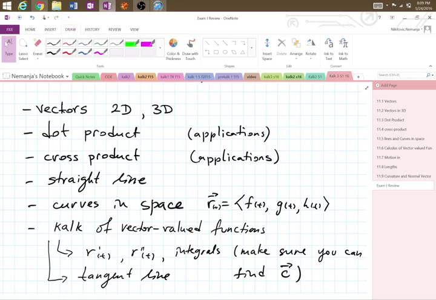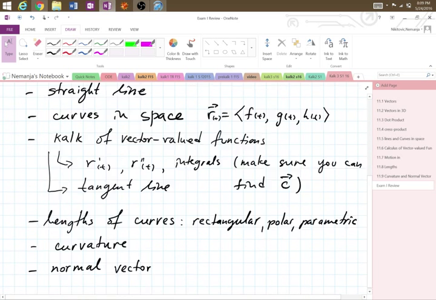Is unit tangent vector going to be its own separate problem, or is it going to be within the normal? The unit tangent, oh, I didn't write, yeah, I missed to write the unit tangent vector. Wow. Sorry, guys. My bad.